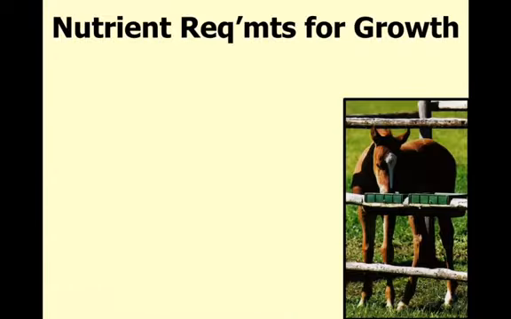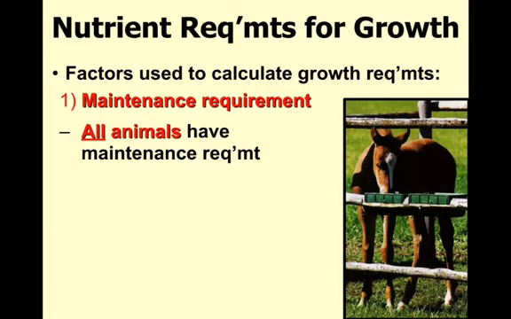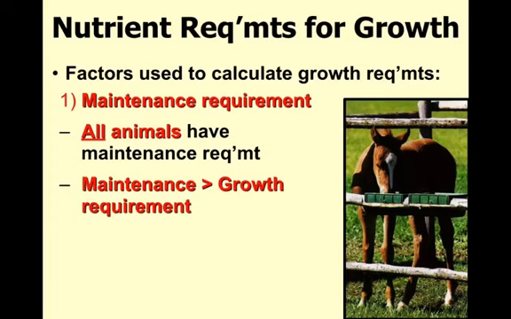First and foremost, we have to consider maintenance because the animal's first priority is just to maintain its body. All animals have that maintenance requirement, and that maintenance requirement is usually greater than the growth requirement. So we've got to meet maintenance needs first before we can even think about asking our animals to grow and develop.